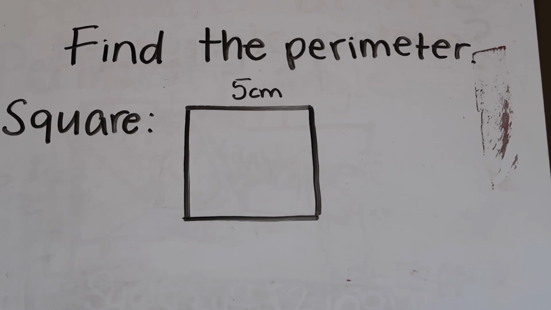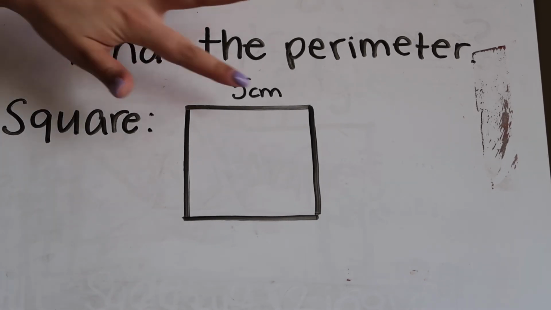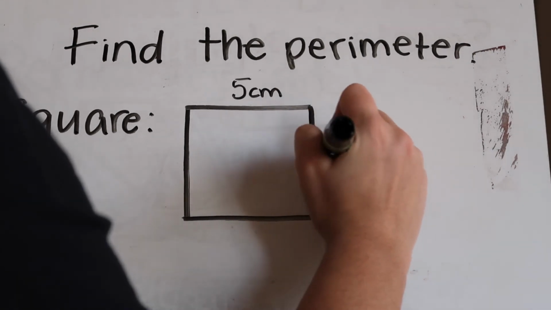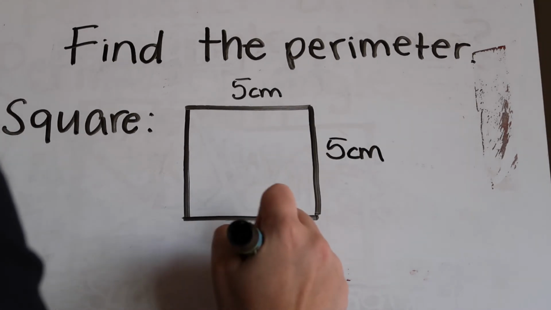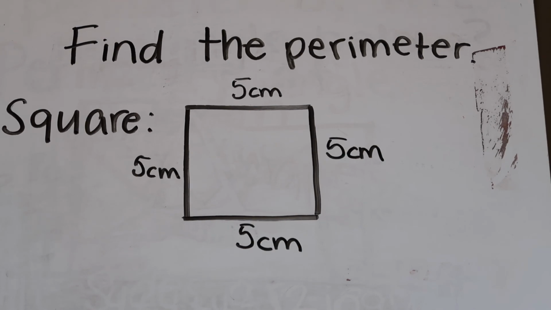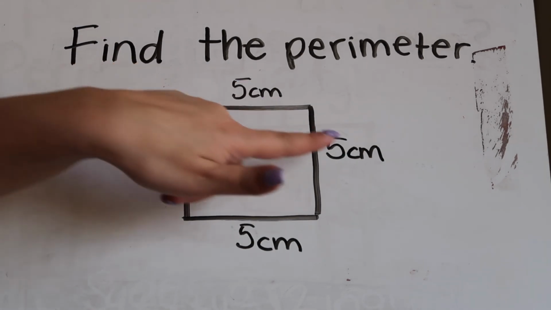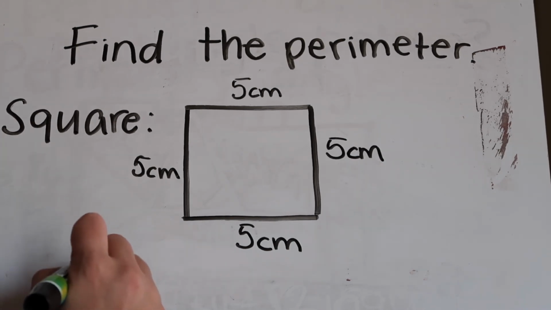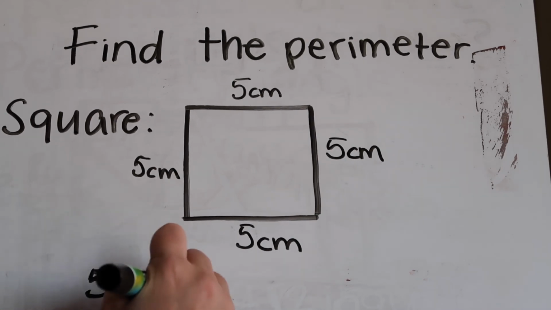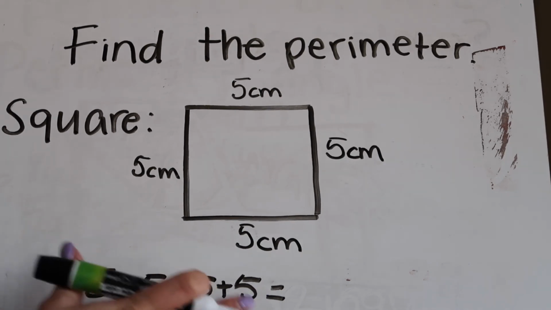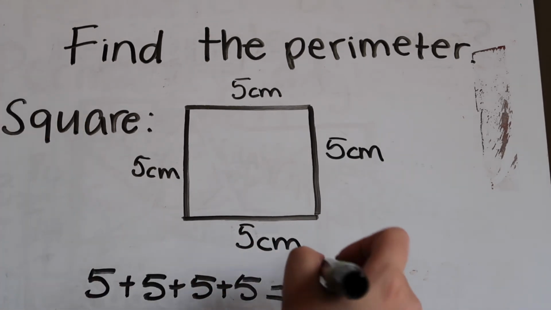So, if it says that this is 5, if they're all equal, I know that they're going to be the same. So this one's going to be 5. This one's going to be 5, and this one's going to be 5. So I see here that I had centimeters as my label, so I'm going to make sure that I put that on there. And the only step left to do is to add them all up. I'm going to write this just so I know that I got the correct amount of 5s. And I know that 5, 10, 15, 20, that will be my answer.